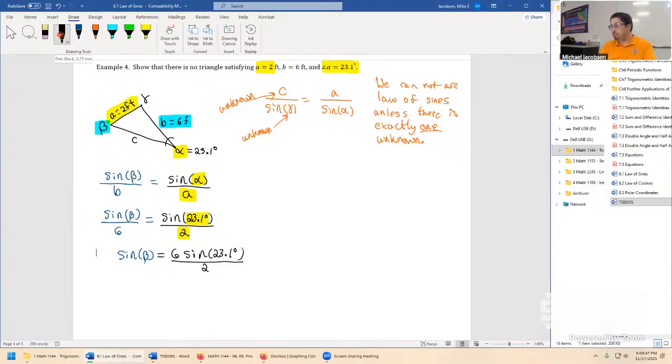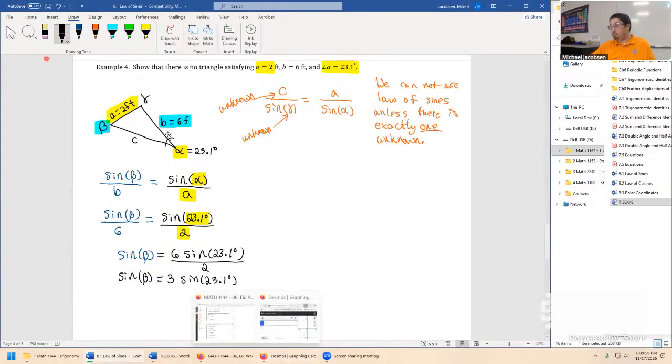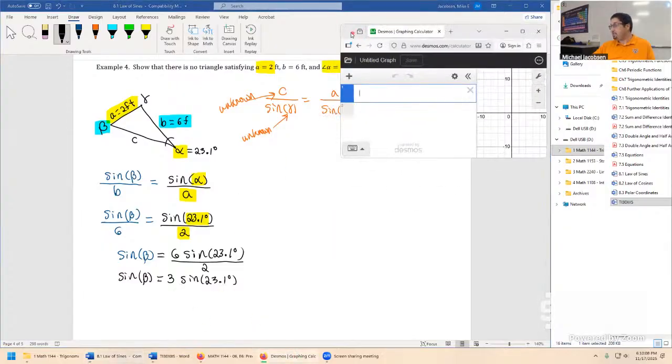So let's keep on simplifying this. Sine beta is 3 times sine 23.1 degrees. All I did on this line is divide by 2. And now this is the step at which we would just throw this into the calculator. 23.1 degrees is not a friendly angle to calculate at all. And so let me pull up the Desmos calculator.